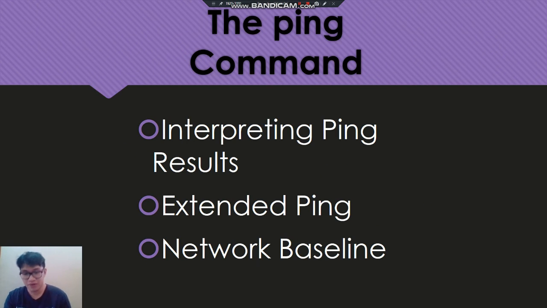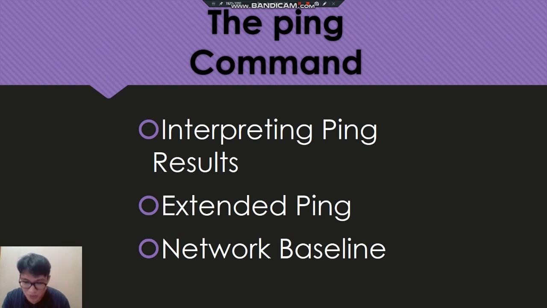Next one is the ping command. Interpreting ping results. Using the ping command is an effective way to test connectivity. The ping command uses the Internet Control Message Protocol, or ICMP, which verifies Layer 3 connectivity. Extended ping. The Cisco IOS offers an extended mode of the ping command. This mode is entered by typing ping in privileged EXEC mode.